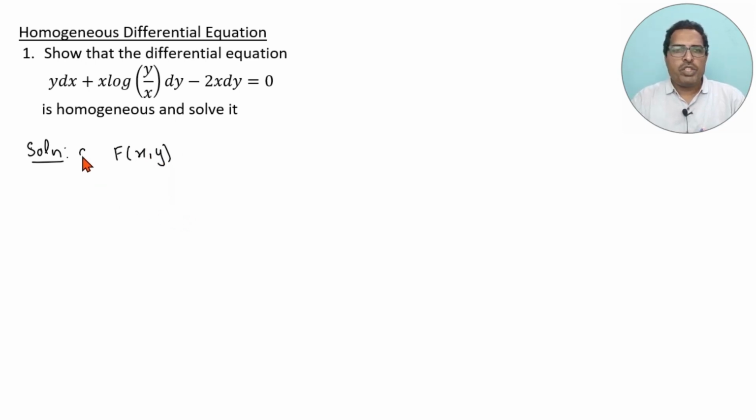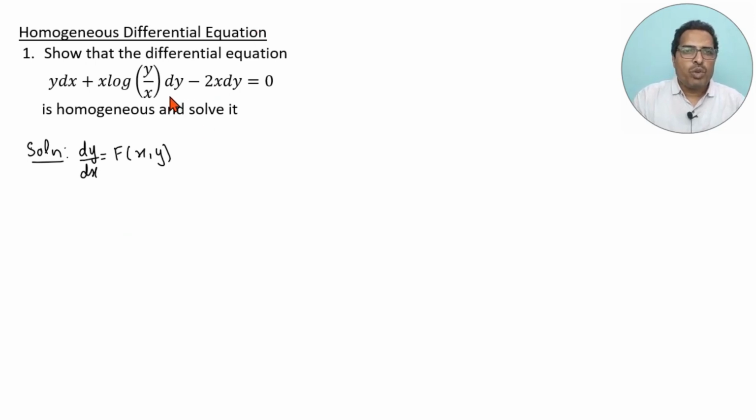Therefore, we need to express the differential equation dy by dx in the form of the given function f of x comma y. First, show that this function is a homogeneous function. If this function is a homogeneous function, we can conclude that the given differential equation is a homogeneous differential equation. So let us try to simplify the given differential equation in the form of dy by dx is equal to f of x comma y. So let us try to rewrite this differential equation.